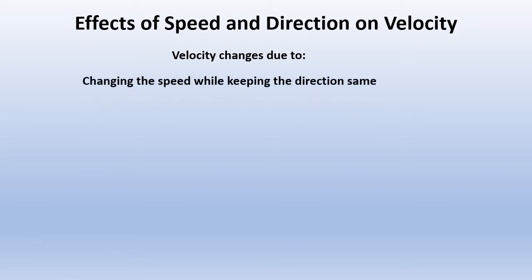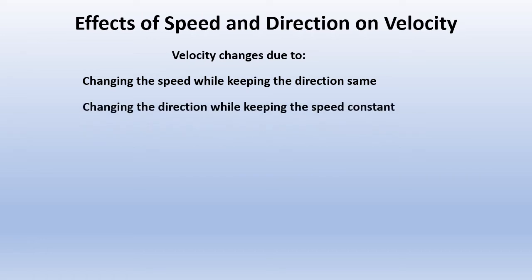First, a change in speed while keeping the direction the same. Since velocity is nothing but speed with direction, if you change the speed of the vehicle, there is an obvious change in the velocity of the vehicle. Second, velocity changes by changing the direction while keeping the speed constant. Velocity is speed with direction, so if you keep the speed constant and change the direction, obviously there will be a change in the velocity.